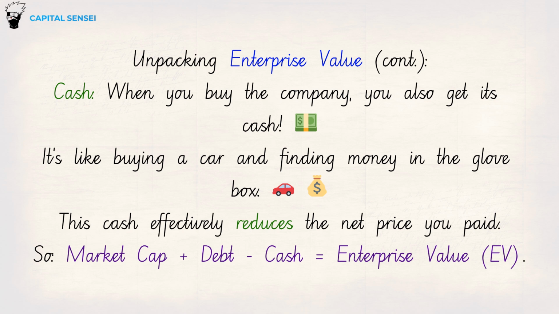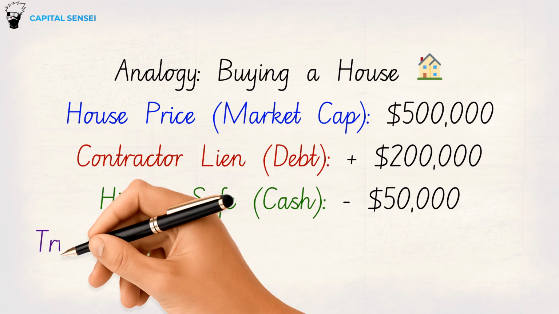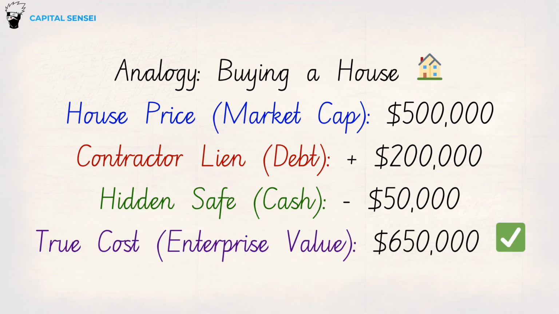It's the real, all-in cost of acquiring the business. Let's use another analogy to make this crystal clear. Imagine you're buying a house for $500,000. That's the market cap. But the house has an outstanding $200,000 lien from a contractor that you will now be responsible for paying. That's the debt. So your real cost is now $700,000.